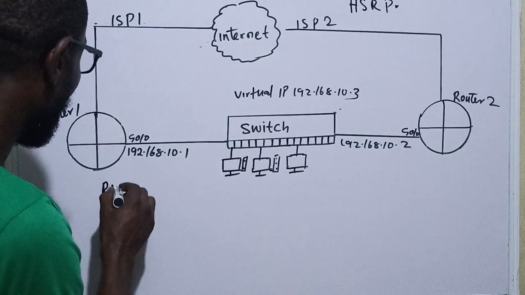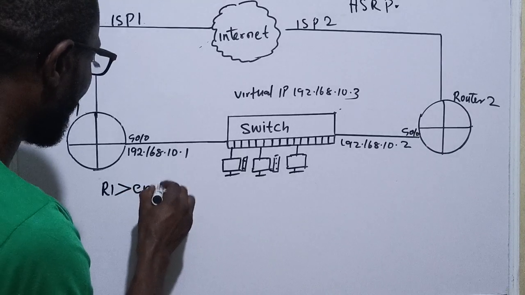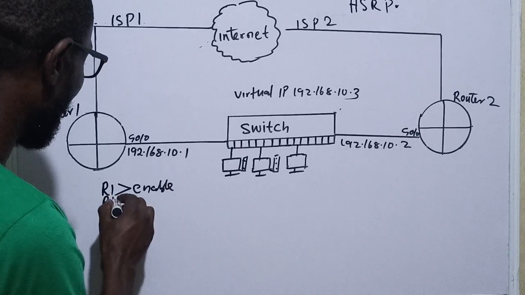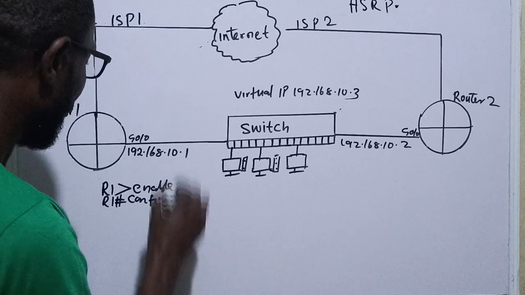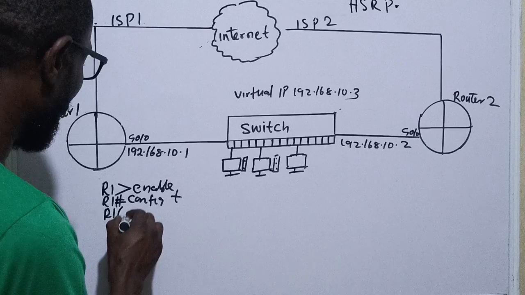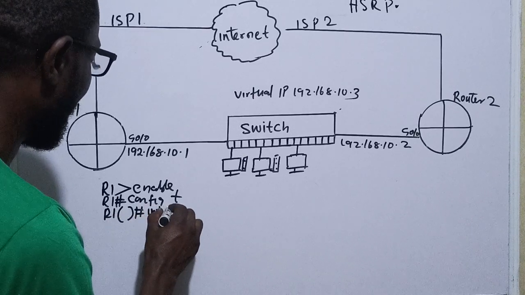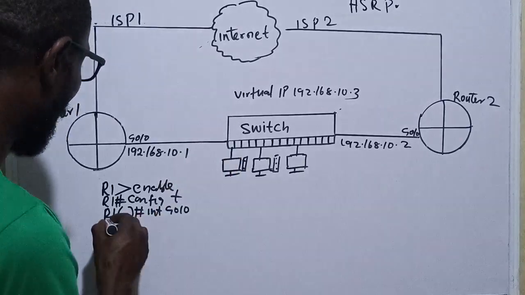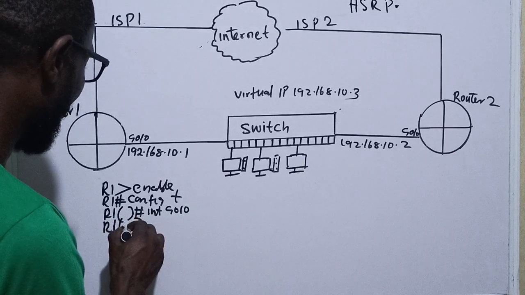Your Router 1 is in user mode. Enable, you hit enter, and you see Router 1 in privilege mode. Configure terminal, or config t, you hit enter to come to Router 1's global configuration mode, where you do interface Gi0/0 in order to assign an IP address. You hit enter to come to Router 1's interface configuration mode.